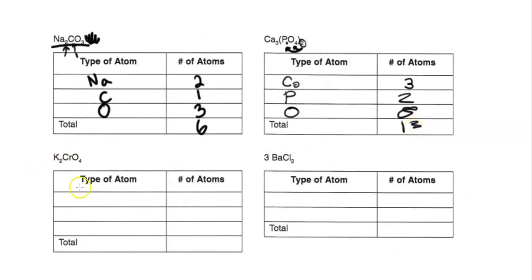Let me do this one. That's potassium. Yep. Potassium has 2. Cr is chromium. How am I supposed to know that? Well, that's why I told you. Oxygen is 4. Good. 7. There we go.